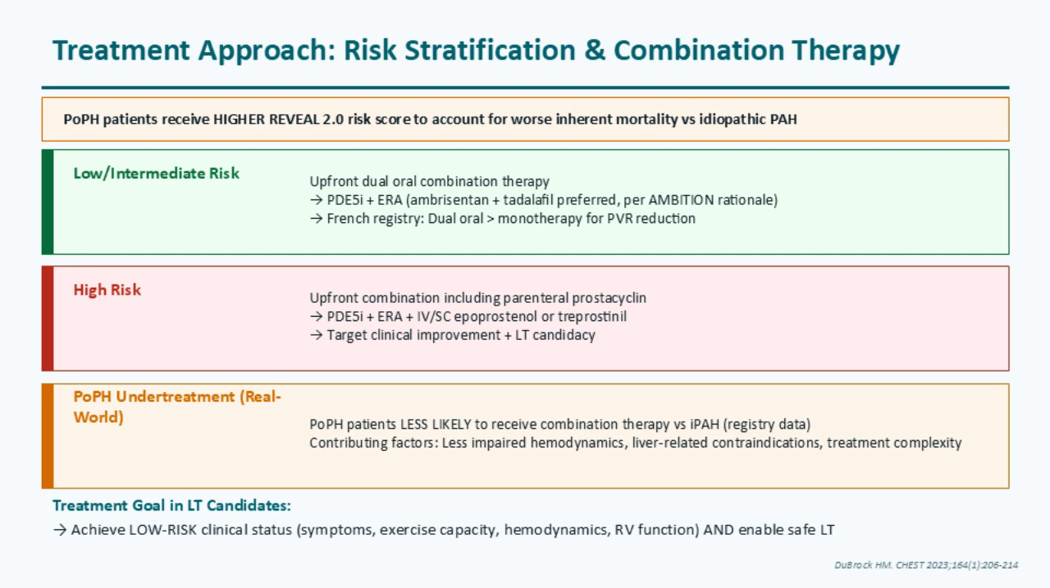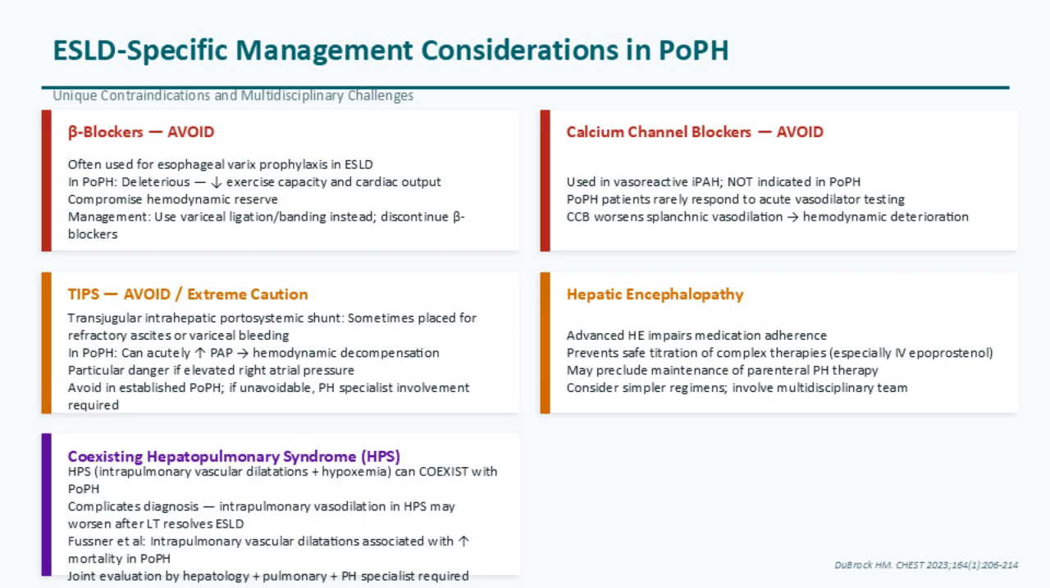But here is a major, absolute clinical pearl that you must take away. Calcium channel blockers are strictly contraindicated. Now, while they might be used in some forms of idiopathic PAH for specific vasoreactive patients, in PoPH, they are a disaster. They violently exacerbate splanchnic vasodilation, they severely worsen portal hypertension, and they can rapidly precipitate fatal variceal bleeding. Never, ever use them in this population.